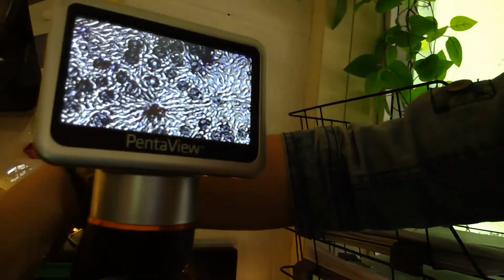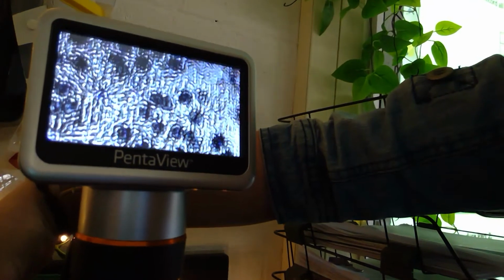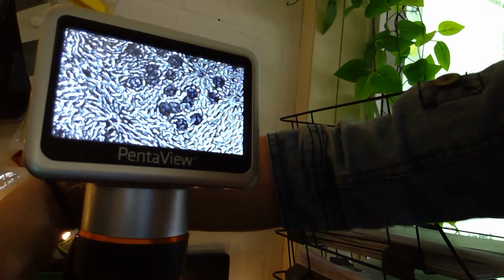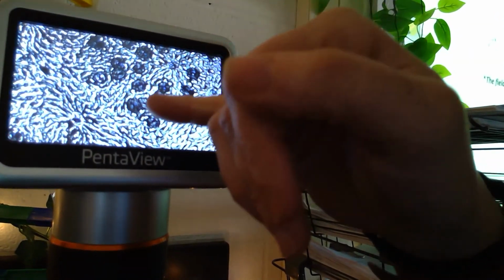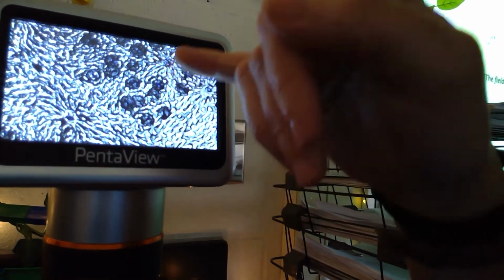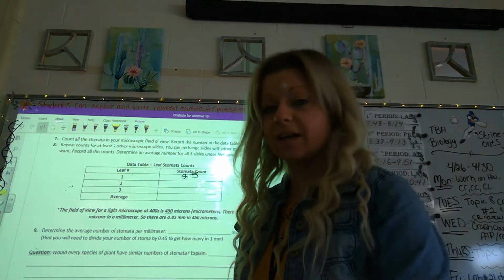And then I'm going to move it one more time because I want to look at 3. So I have multiple trials to make sure my data is more accurate. So I had 36 and 1, 2, 3, 4, 5, 6, 7, 8, 9, 10, 11, 12, 13, 14, 15, 16, 17. Okay, so that one had 17. So if you're watching, you can fill in the same data.